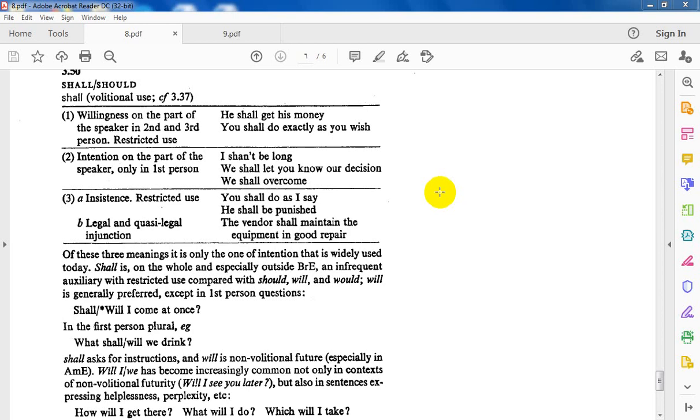Starting with the third pair of modal auxiliaries, which is shall and should. Starting with the first one, shall.